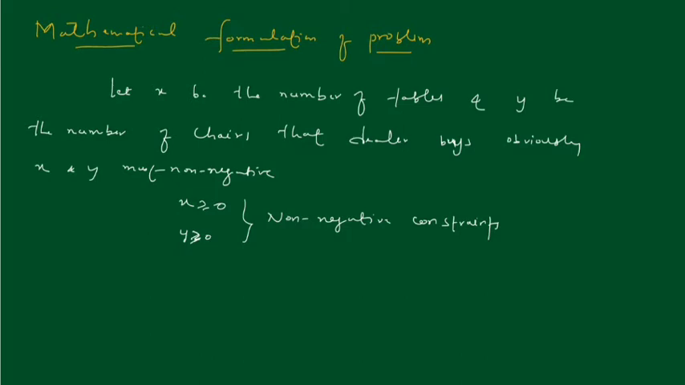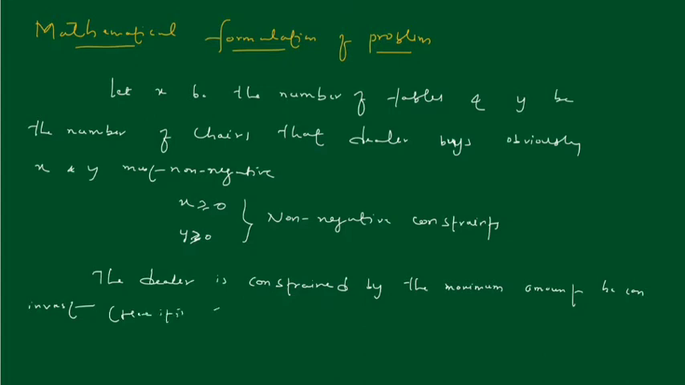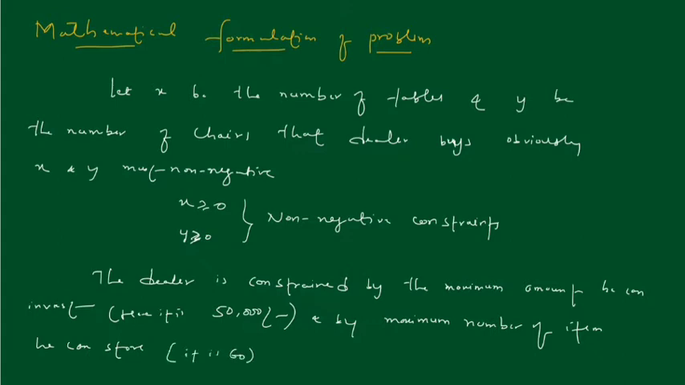Similarly here also we take the positive constraint, that is the non-negative constraint. The dealer is constrained by the maximum amount. Here amount, cost and profit are included. The maximum amount he can invest is 50,000, and he is also constrained by the maximum number of items he can store, which is 60. Stated mathematically, it is, right?